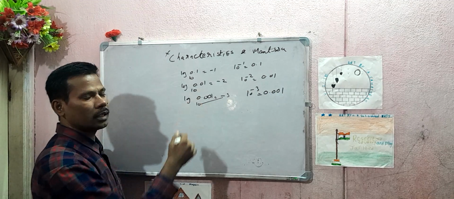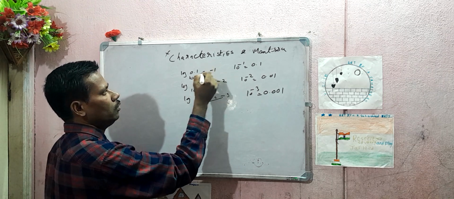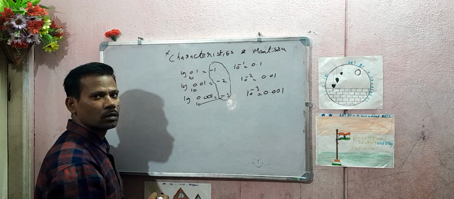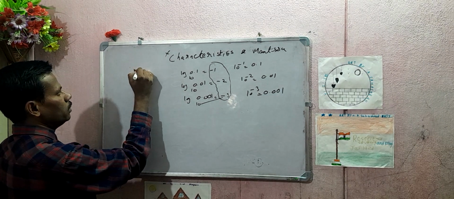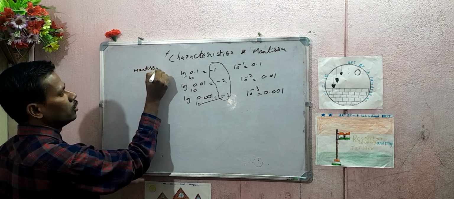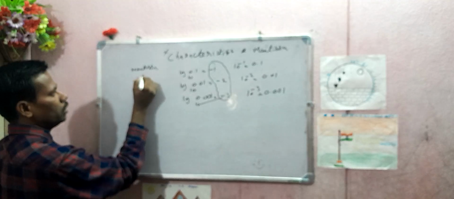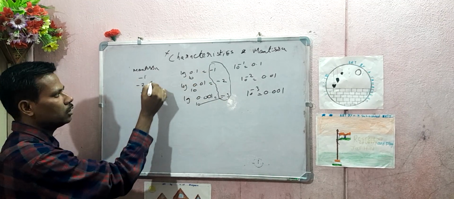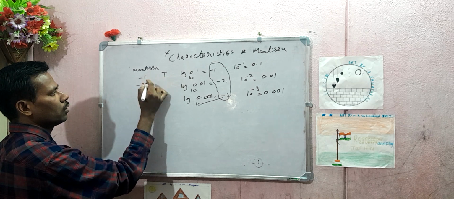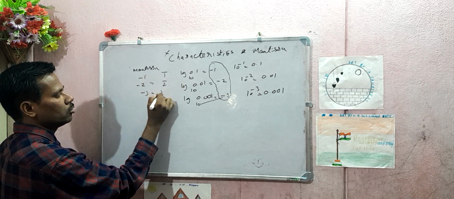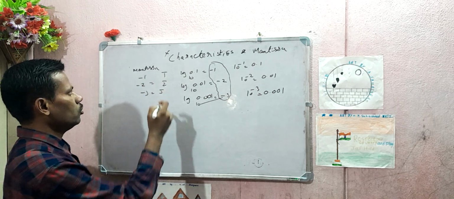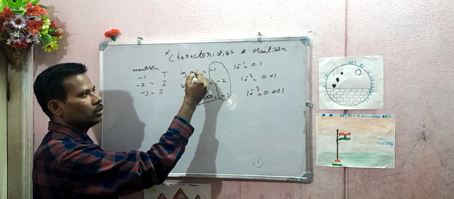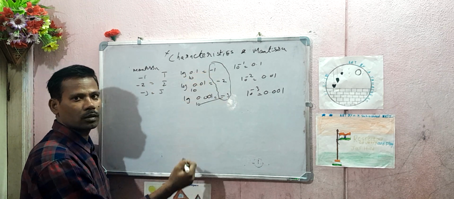Now here, Mantissa means this one. So it is nothing but minus 1, minus 2 and minus 3. But this is written like this: bar 1, bar 2, bar 3. So it is like this. This is for fractional numbers.